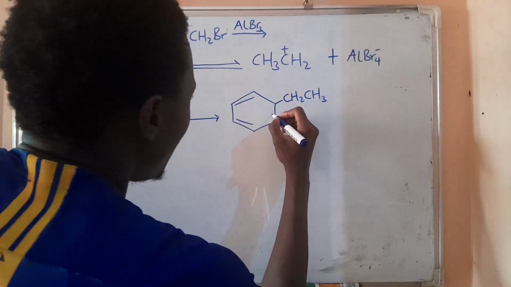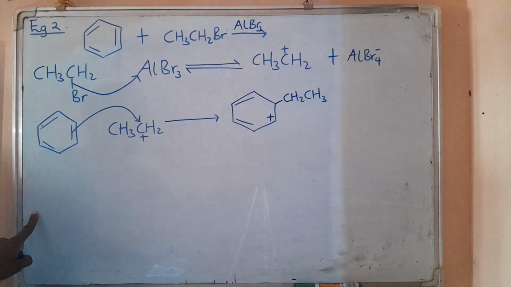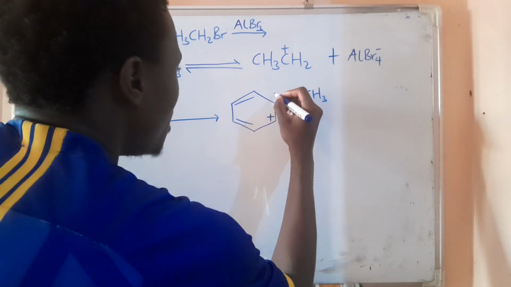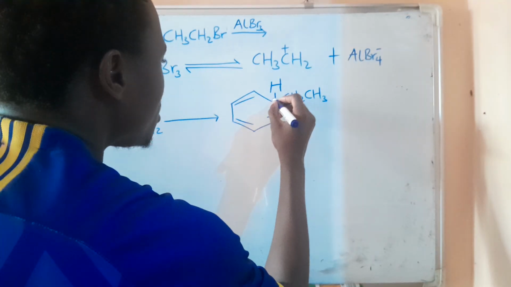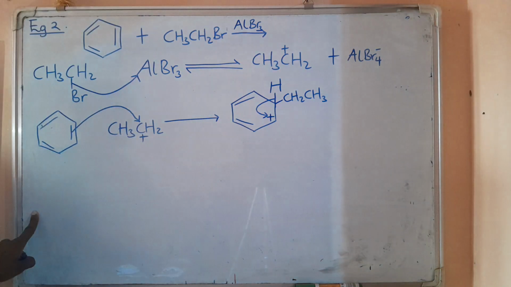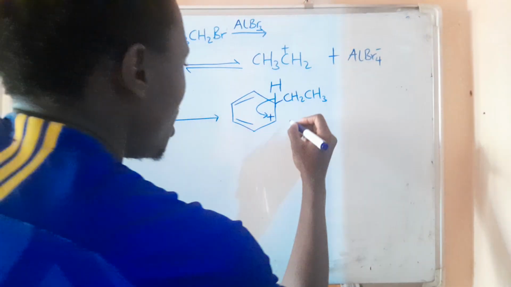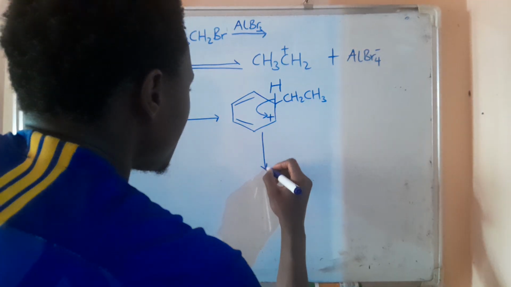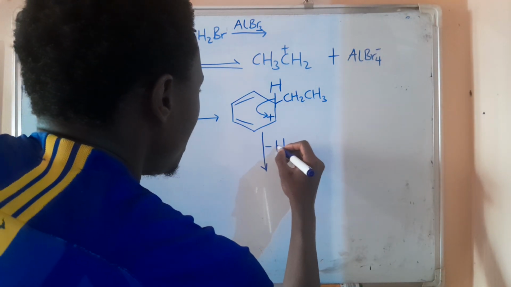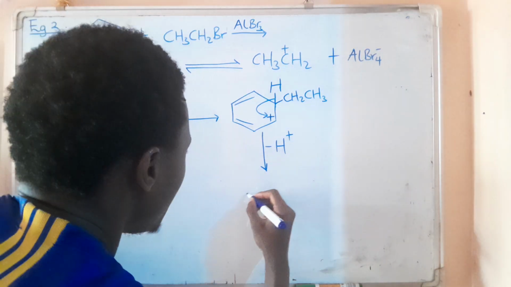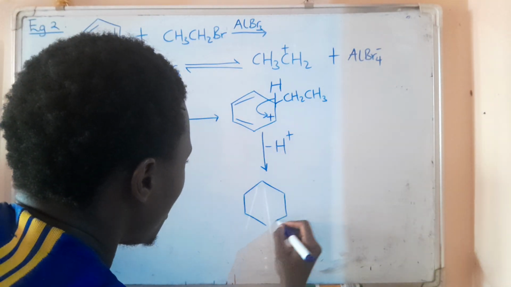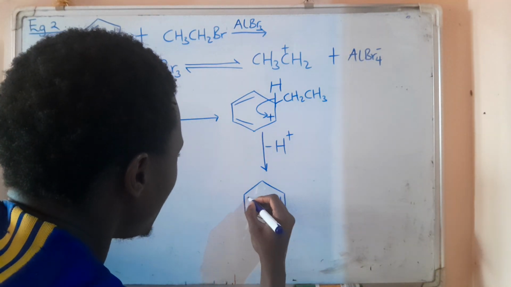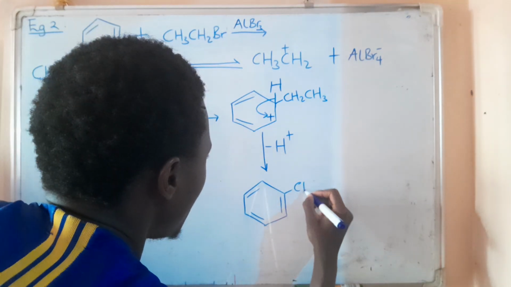If it goes up there, then this one will be electron deficient. Then we expose the hydrogen here. This hydrogen can donate electrons to that electron deficient carbon. Once it donates, then it is lost. We have minus hydrogen ion. Then we form ethylbenzene, CH2CH3.